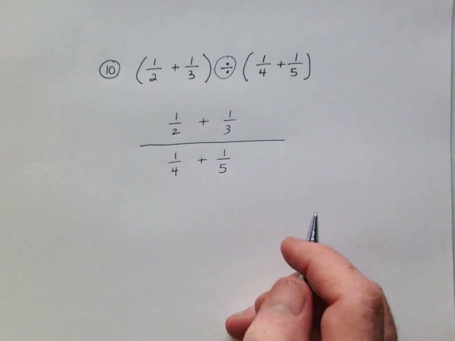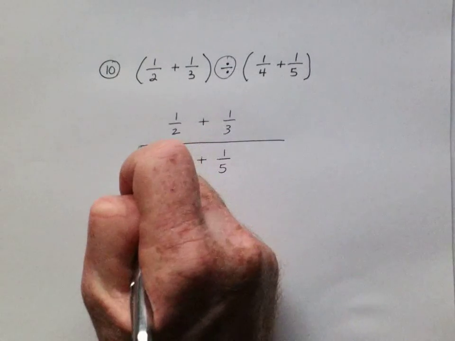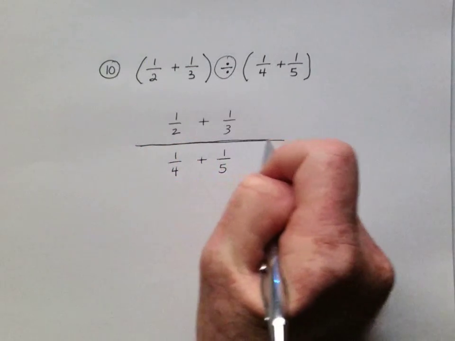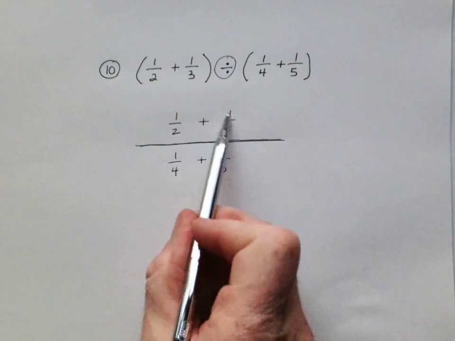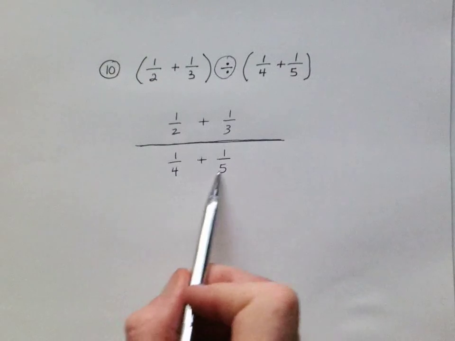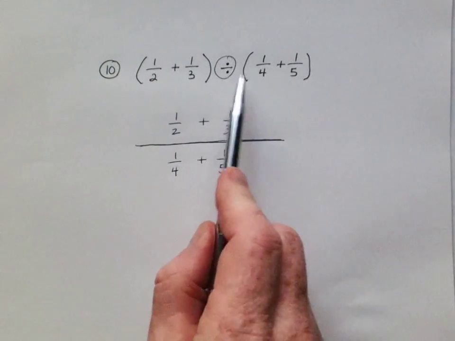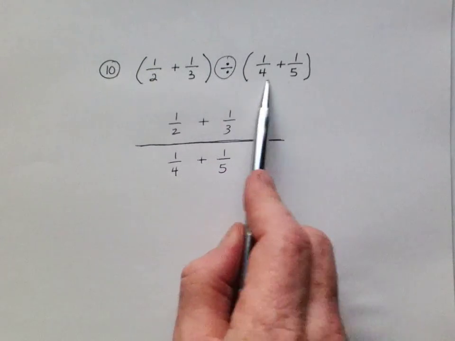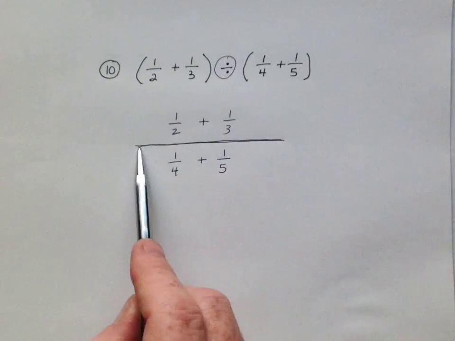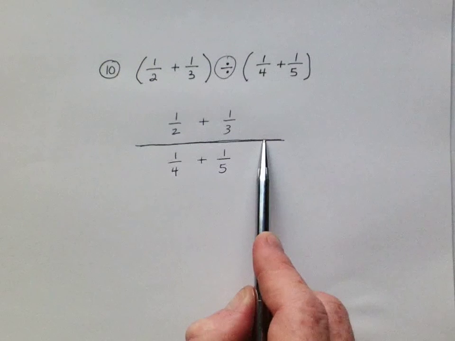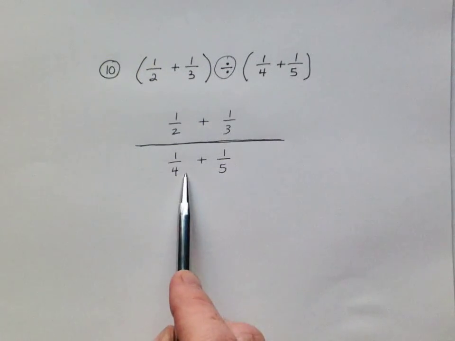If you're going to use this method that I'm showing you on number 10, you have to make sure that you make one big fraction bar so that it's understood all of this is in the numerator and all of this is in the denominator. That's really what these parentheses are saying. It's saying divided by all of this. And so when I make this big fraction bar, I'm saying divided by all of this.